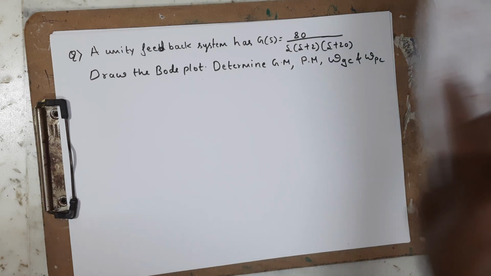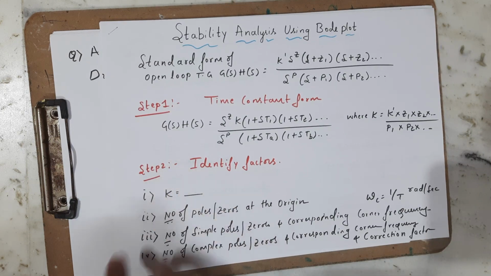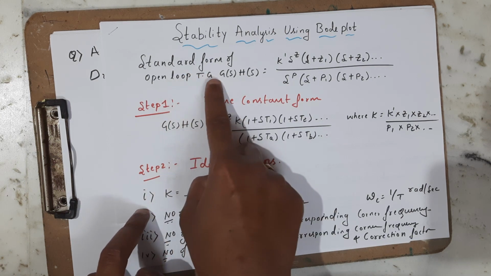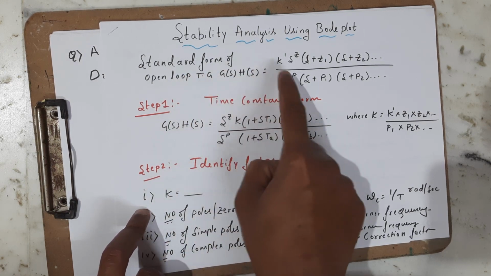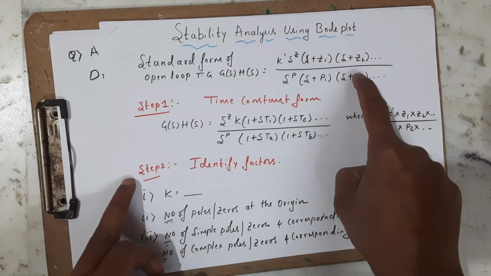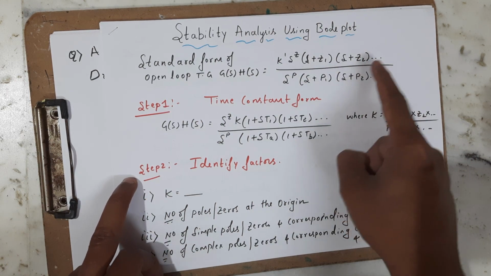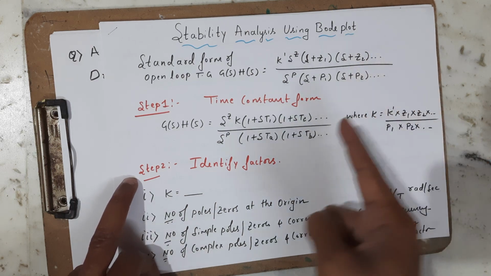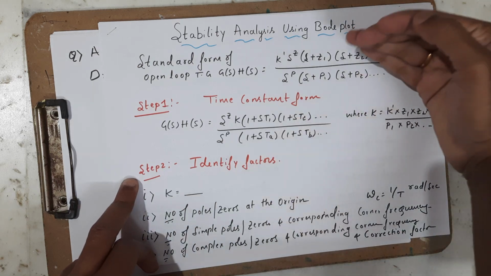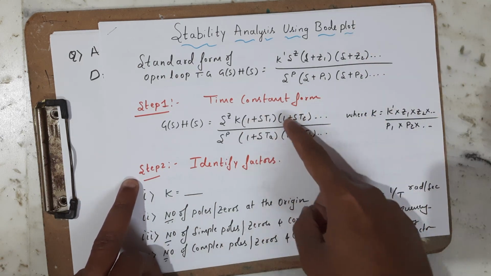So what is step number 1? Usually they are going to give the open loop transfer function. This is the standard form of representing an open loop transfer function, and it has been given in the problem. We have to convert this standard form to time constant form. So let us see how to convert from standard form to time constant form.